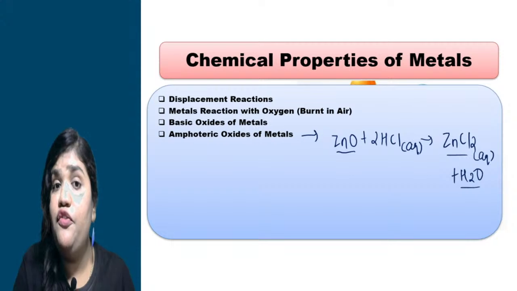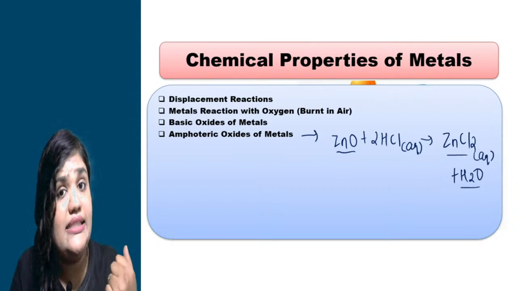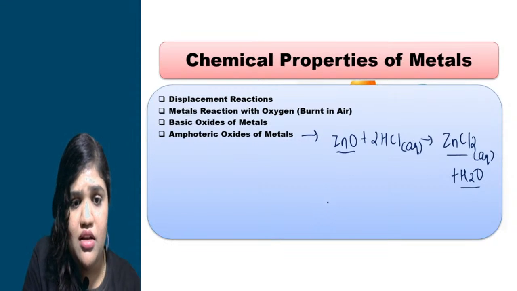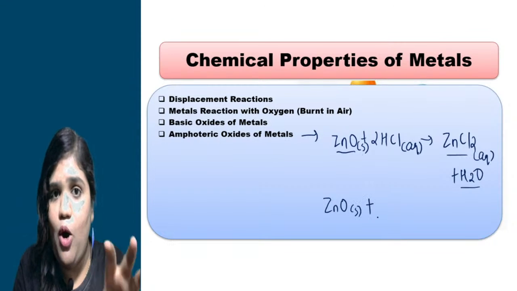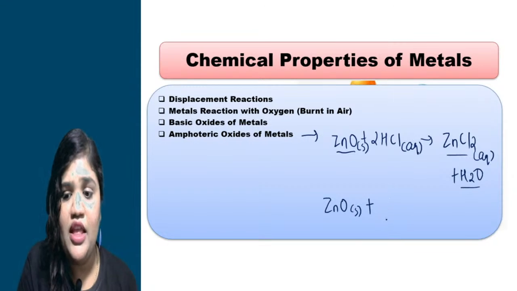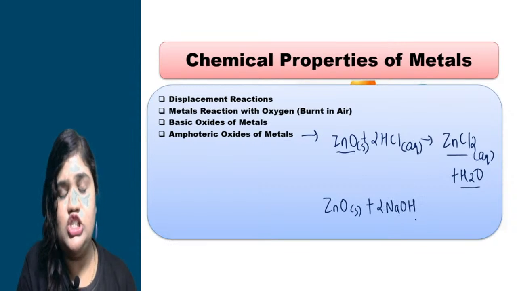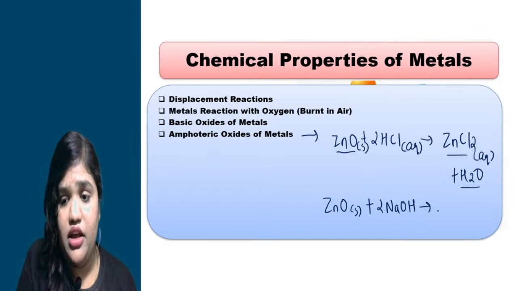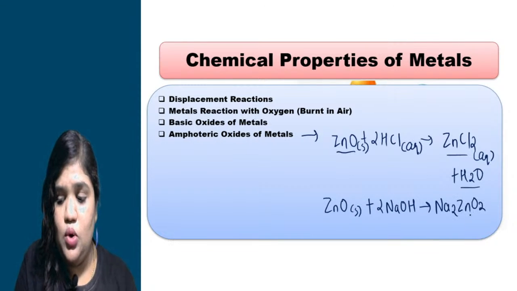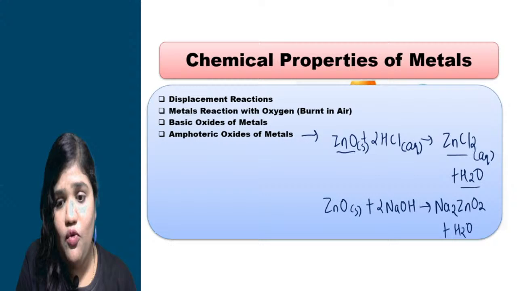What will happen if a metal oxide reacts with a base? We are going to find that out also. Let's take a similar example, zinc oxide. Here I will write it as solid, for your information. This is the proper way of writing any reaction. So when zinc oxide reacts with a base, here I am going to take the strong base NaOH, sodium hydroxide. What is the product over here? The product will be Na2ZnO2. So this is also a salt. Along with that there is a formation of water.